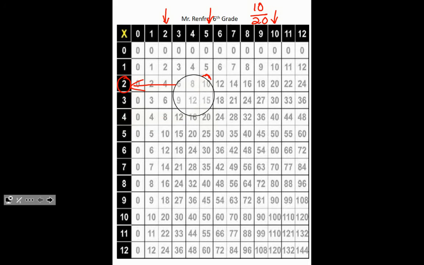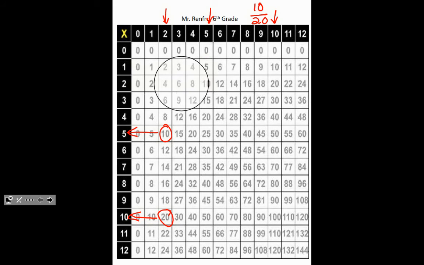Same thing for here. 10 and 20. If you reduce those, you get 5/10. 5/10 is not reduced. 5/10 is reduced to 1/2.